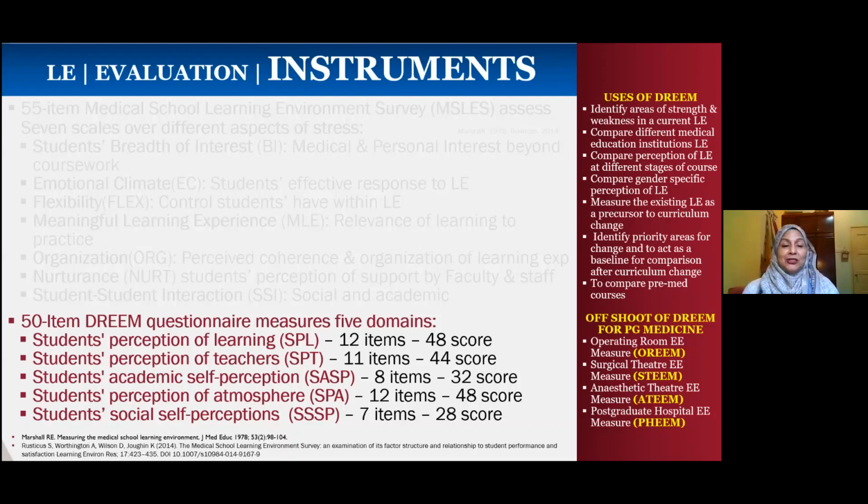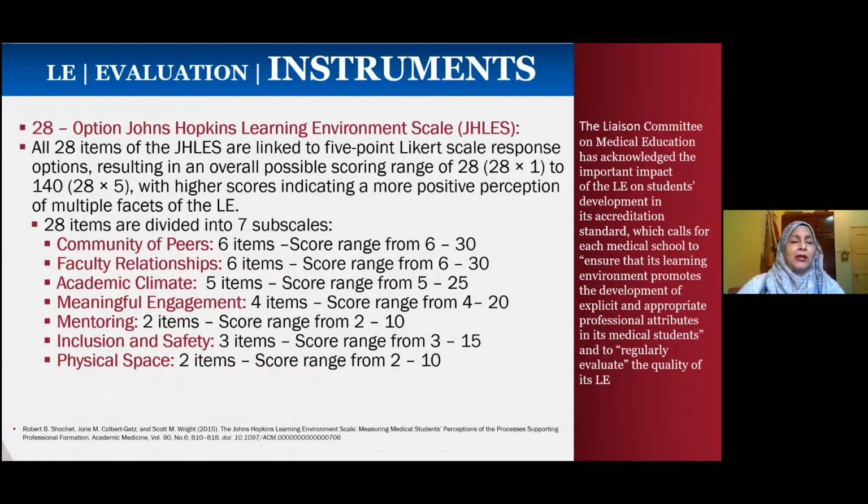Student perception of learning, students' perception of the teachers, students' academic self-perception, student perception of atmosphere, and students' social self-perception. These are the 5 domains in which it is being assessed. And the total score is 200. And I'll show you some of the research work which I have picked up especially for today's session.